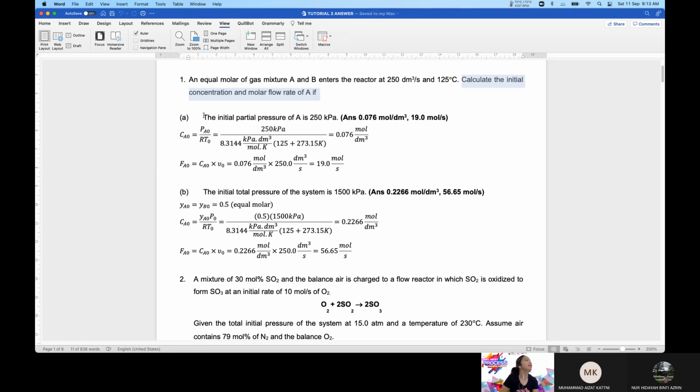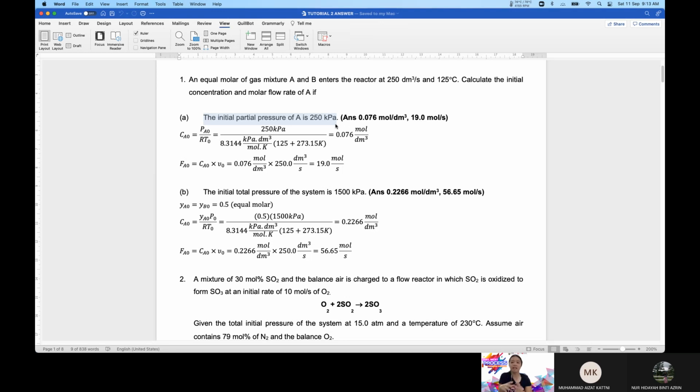Dia kata di part A, the initial partial pressure of A is 250 kilopascal. So dalam soalan A ni, dia beri kita, dia suruh kita cari CA naught, cari FA naught. If given our partial pressure of A 250 kilopascal. So kalau partial pressure, pressure kita guna P, right? Kalau nak indicate untuk species A, dia akan jadi PA naught. Kenapa ada naught? Sebab dia kata initial partial pressure.